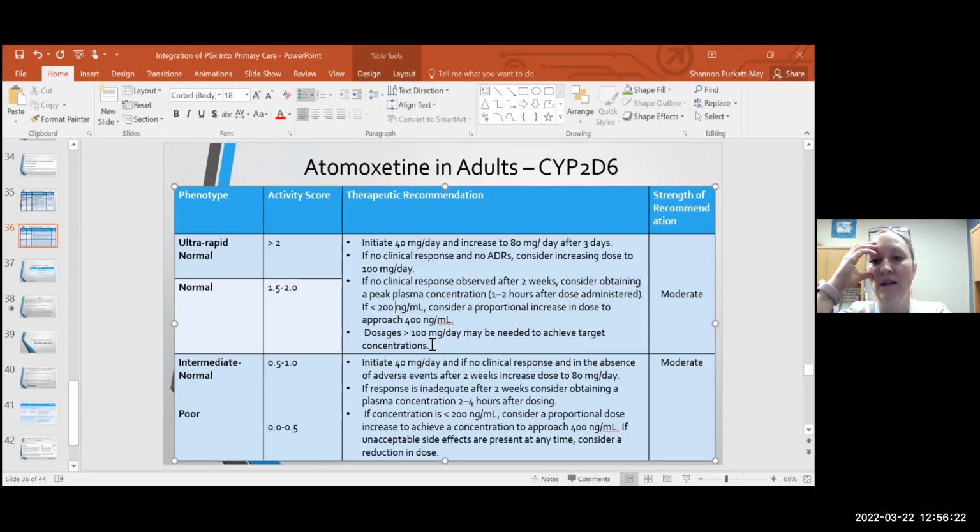And then on the other hand, if they're poor to intermediate with lower activity scores, they might respond well to lower doses. So lower dosing may be able to achieve the same therapeutic outcomes, but with monitoring. When they look at this in the poor metabolizers specifically, even if they respond, they may have side effects at the lower doses. So if there are unacceptable side effects, consider reducing the dose.